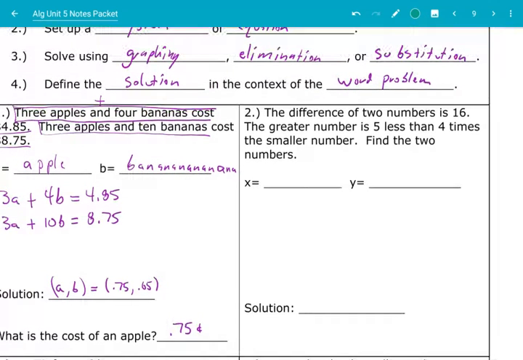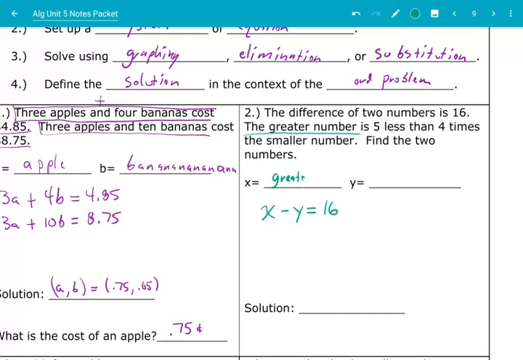Let's do this one. The difference of two numbers. Now, the difference is from subtraction. And two numbers, well, probably x and y. So the difference of those two numbers is 16. X minus y equals 16. Now, it says here the greater number. Which one of these numbers is the greater number? X or y? Well, the difference is positive, so the x has to be bigger than the y for that to remain positive. If the y was bigger, then the difference would be negative, wouldn't it? So x is going to be the greater number.